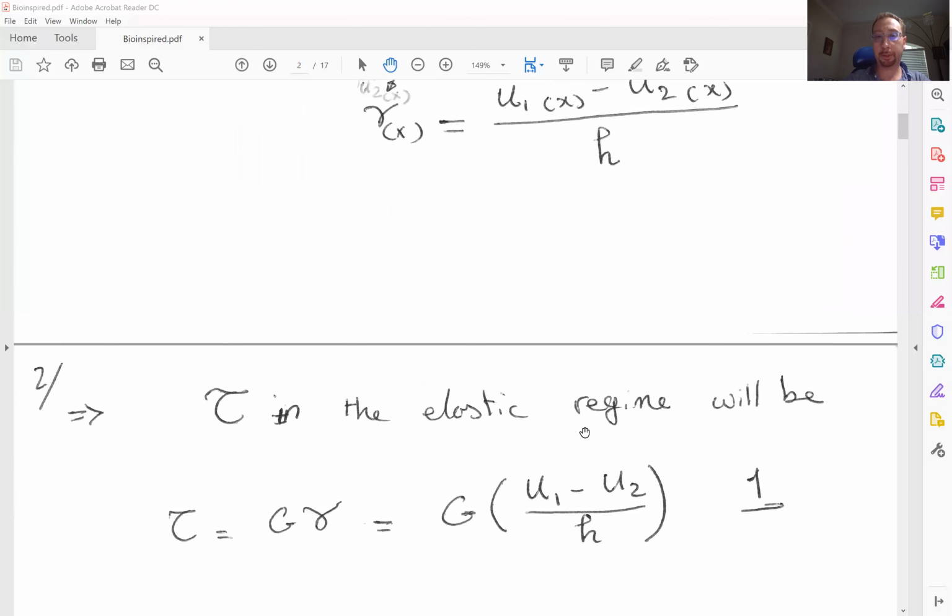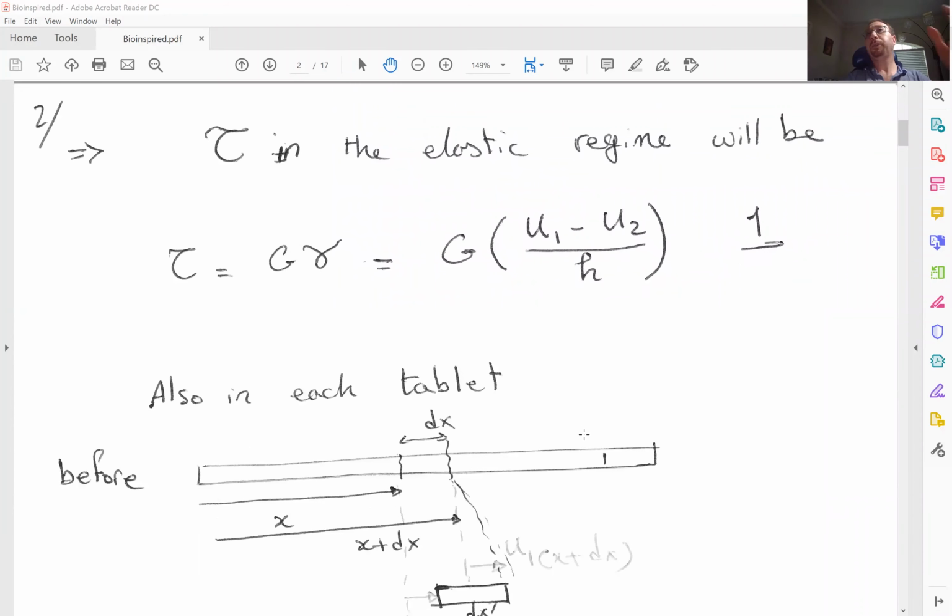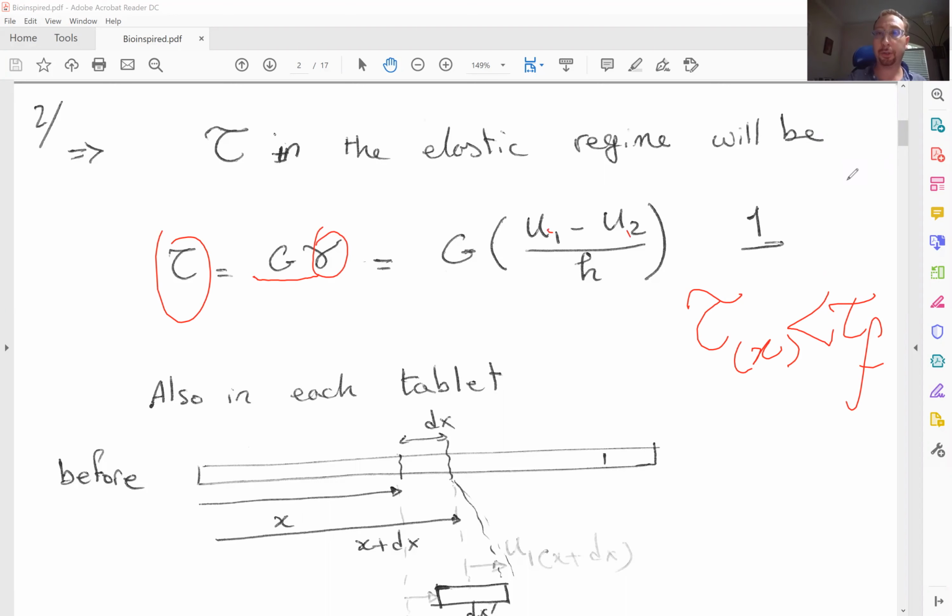So now I move forward. You remember I told you we're considering both elastic and plastic behavior of the mortar. Let's first look at the elastic behavior. Assume that at every point the shear stress in the mortar remains less than tau F. No plasticity yet. In that regime, gamma and tau are related to each other. If I know u1 and u2, based on the equation that we derived on the previous page, I can calculate shear strain, gamma. I multiply it by G, and that gives me my tau.